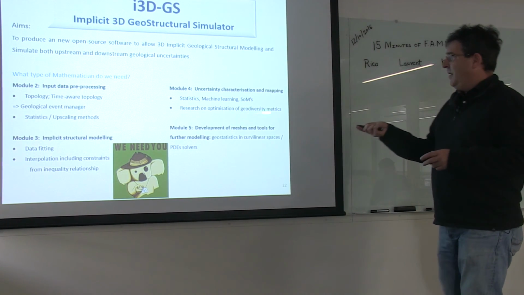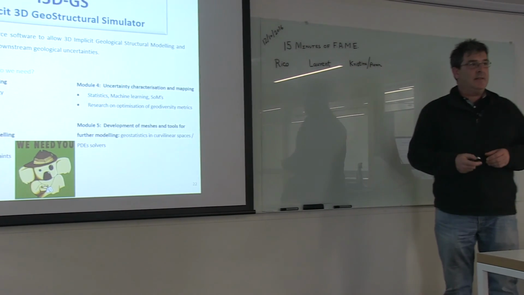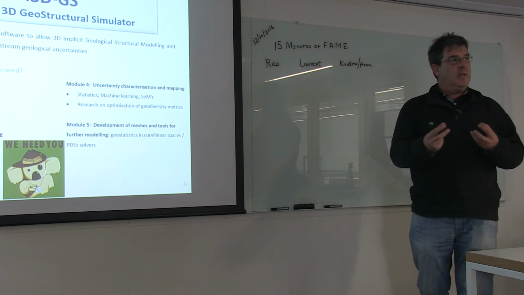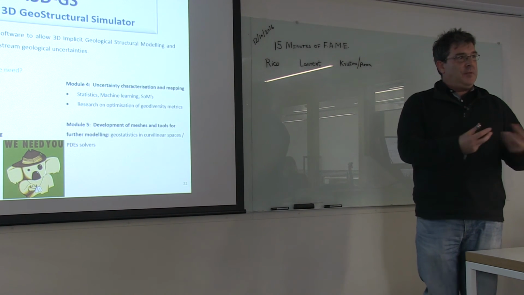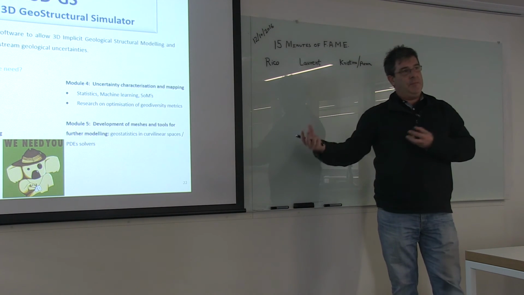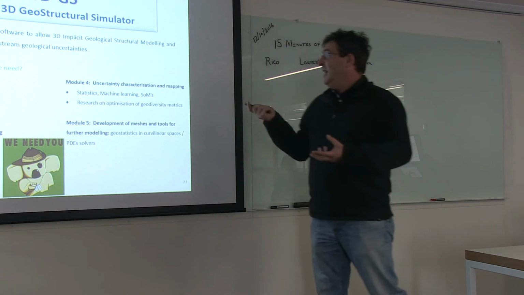But we are also very interested in optimization of the geodiversity matrix. We actually don't know which metric should be used in what type of models. Are there different types of metrics to be used in different types of models? And how do you classify the different types of models? So there is a lot of unknown in what we're doing.